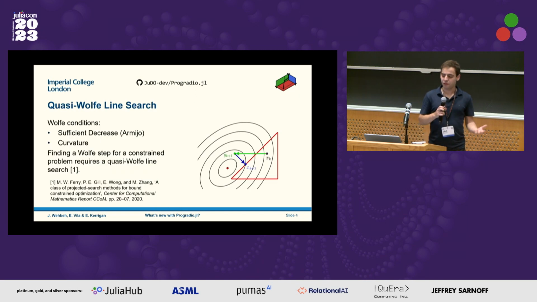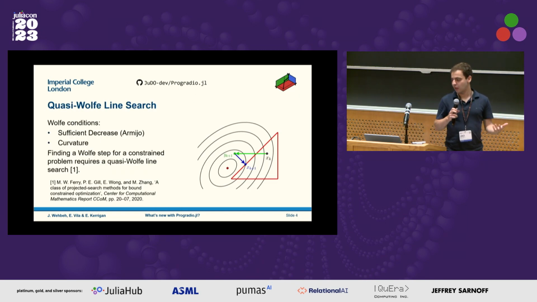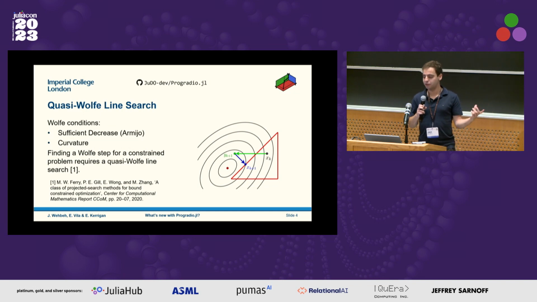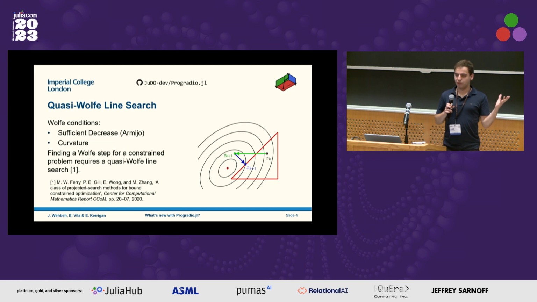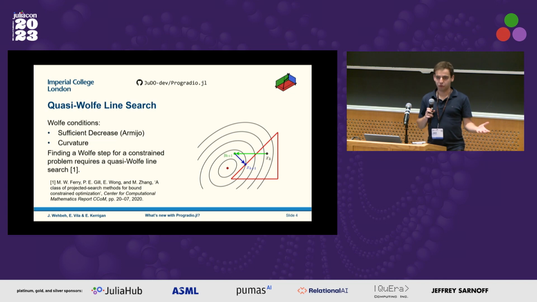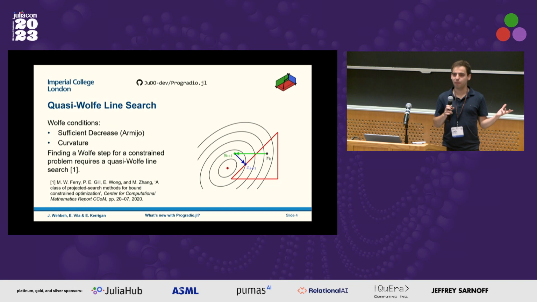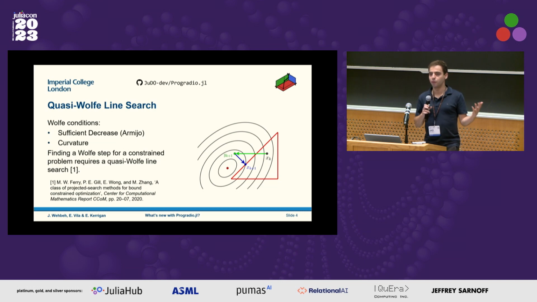So what's a Quasi-Wolfe line search? Well, whenever you're doing this step size selection process I talked about, where you decide how far to move in the direction of the green arrow, you basically try and find some step that satisfies some conditions. The most common one is the sufficient decrease or Armijo condition. And that's basically just saying you want your function to decrease by more than a certain amount in that direction. So you want to make progress towards your minimum.